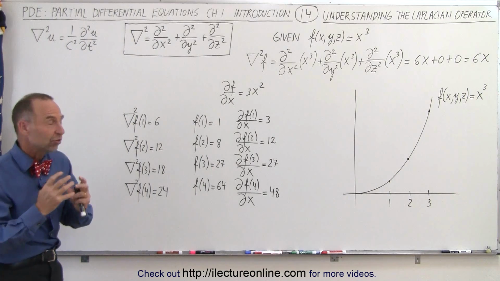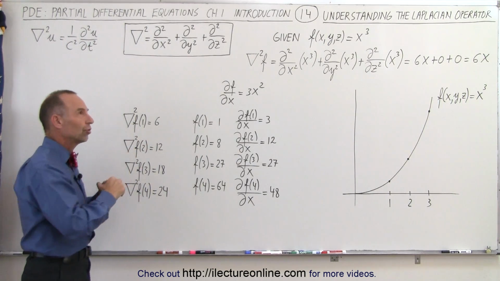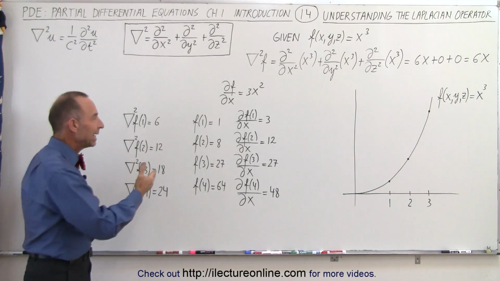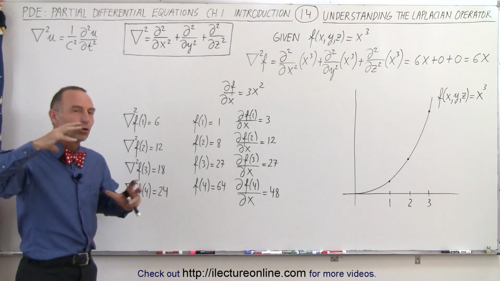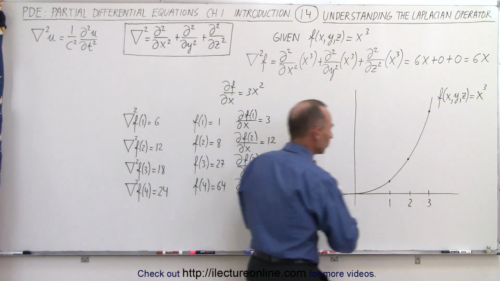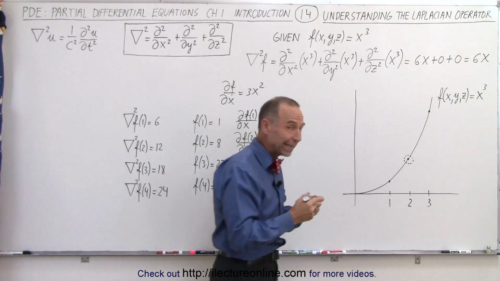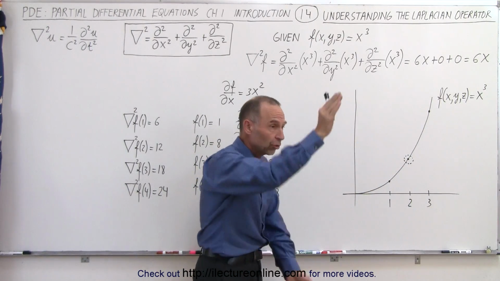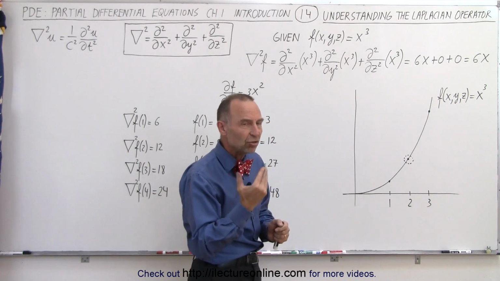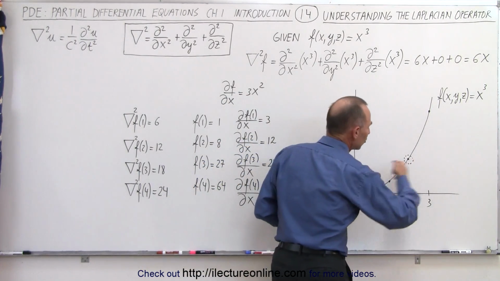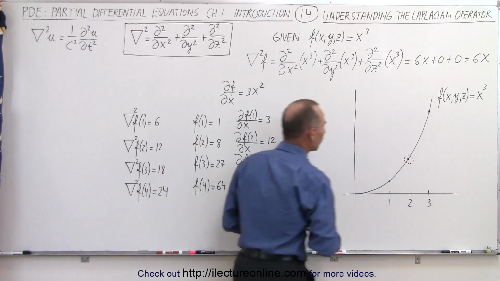Remember, the definition says that it's the average rate of change, or I should say the average change in the change of the function when we move in all directions. So what we're going to do here is take the second point and draw a circle around it. Now normally in 3 dimensions we should be able to change in all directions, but since we're only dealing with 1 dimension, we can only change in the x direction. So we can change this direction, we can change this direction.